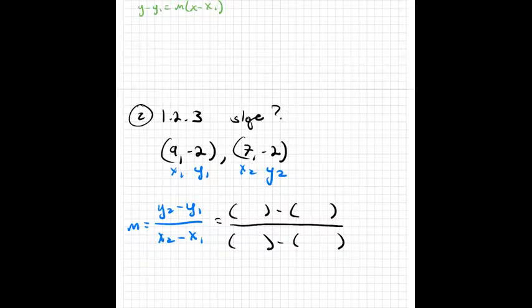y1 is negative 2. Okay, so that's a big thing. And then x2 is 7, x1 is 9. I think on top it looks like we get a 0. On the bottom, what is that? Negative 2.